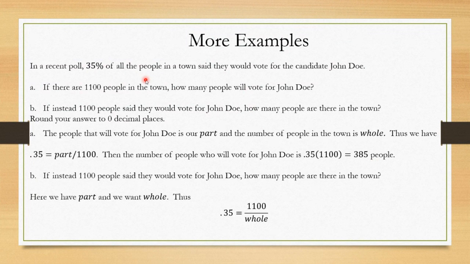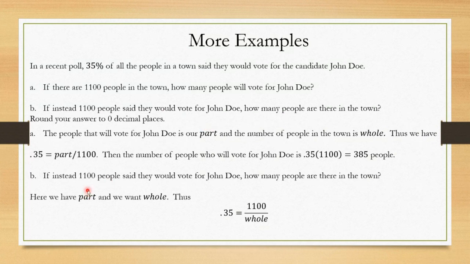Good. So that's what we have here. When you do the calculation, you have this. Notice I converted it to a decimal because I wanted to take the percent sign away. So 0.35 is part over whole, and now I'm just solving for part. And we get 385 people.